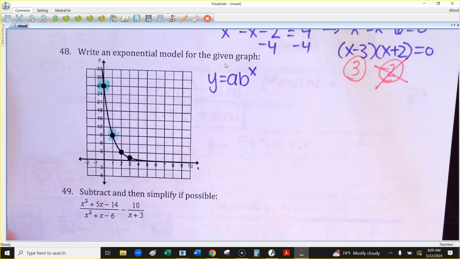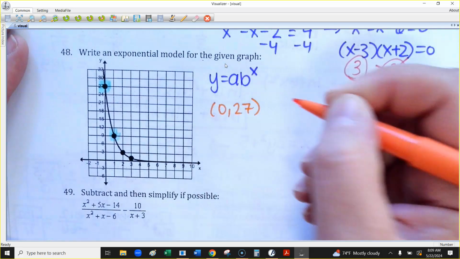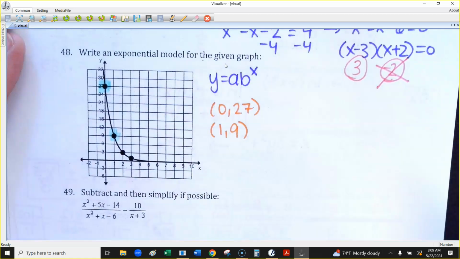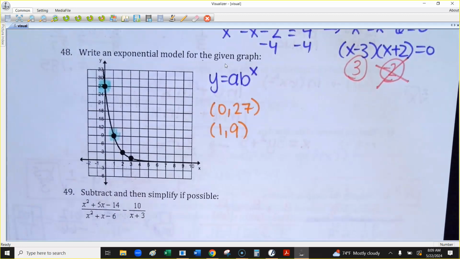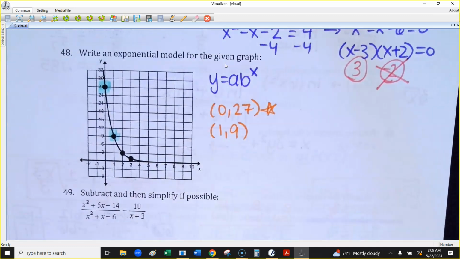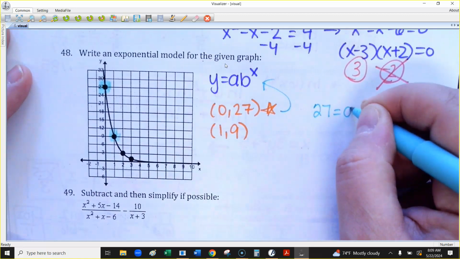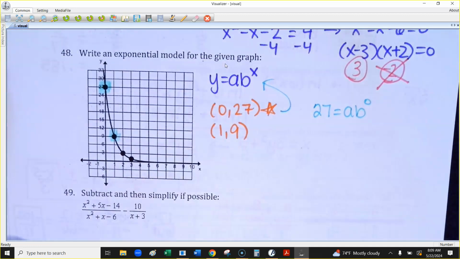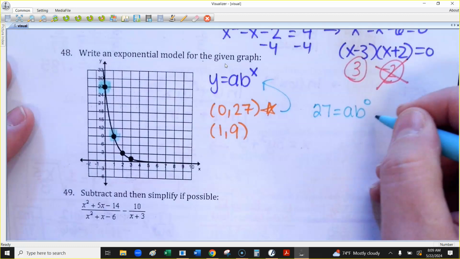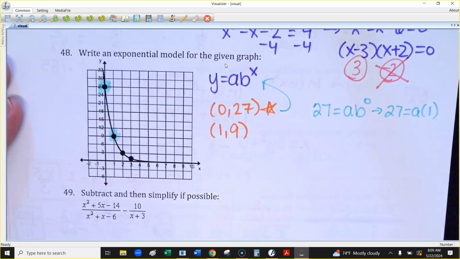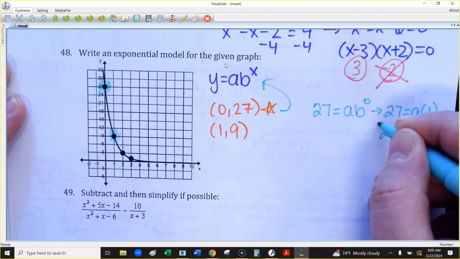So I have 0, 27, and it looks like the y-axis goes by 3s here. So we have the point 1, 9. Okay, you need 2 points because you need to find 2 variables, a and b. The reason I want you to try to pick a 0 is that you can automatically get the a value from that point. If I plug the y-coordinate in for y and the x-coordinate in for x, and the x value is 0, b to the 0 power is just 1. Anything to the 0 power is 1, so that 27 is automatically your a value.